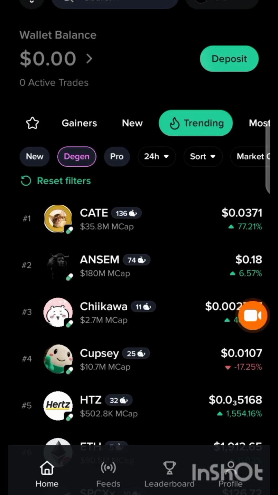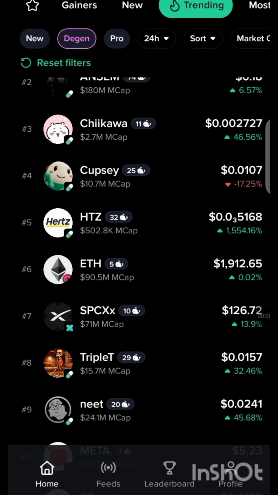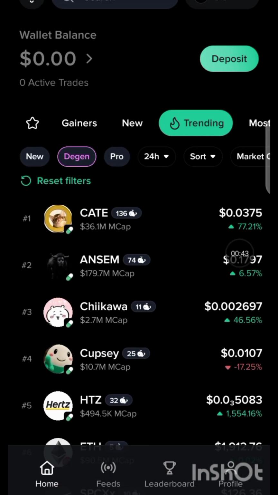All these tokens you are seeing here that are making 100%, 1000%, 2000%, you can see this particular token over here has already made 1554%. This is roughly 16x your money, meaning that if you had bought this token from the time it was being listed with 10 USDT, you would have made 155 USDT, and if you had bought it with 100 USDT, you would have made around 1550 USDT.